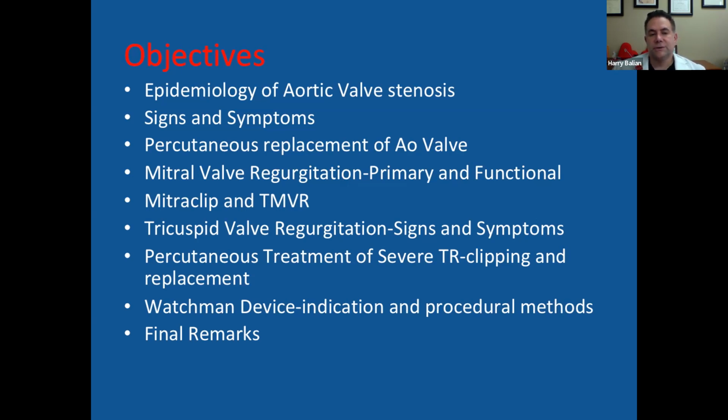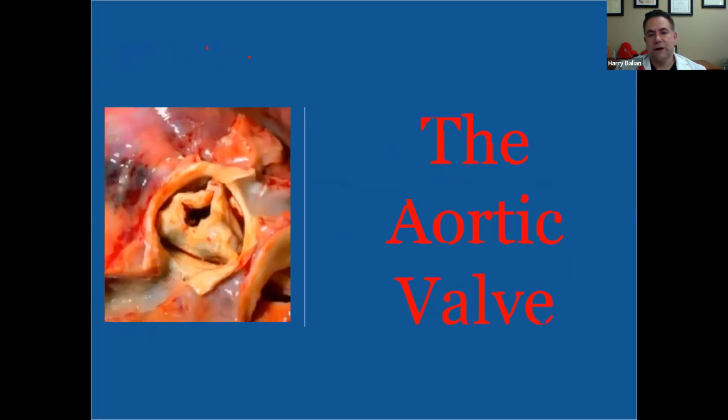Then I'm going to switch gears and talk about the tricuspid valve that separates the right atrium from the right ventricle. Signs and symptoms of severe TR, and then percutaneous treatments of TR, namely tricuspid valve clipping, and also tricuspid valve replacement percutaneously. Lastly, I want to say a couple of words about the Watchman device, its indication and procedural methods, and final remarks. The aortic valve is basically the valve that separates the left ventricle from the body.